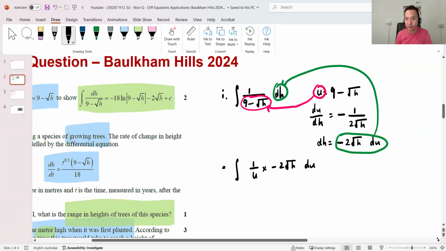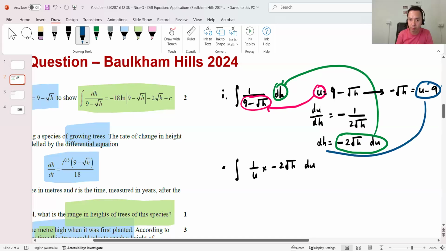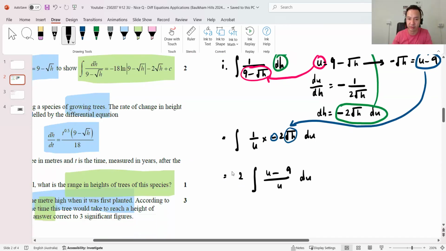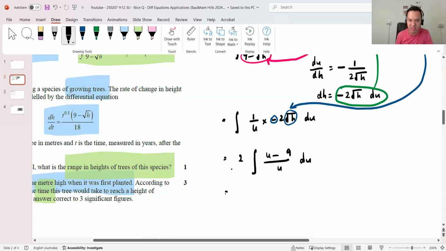So go back up to your original here and make root h the subject. Oh, maybe make negative root h the subject, right? So it just becomes u minus 9. And I'm just going to replace that with that and that. Right? So it becomes like, I'll bring the 2 out. And u minus 9 on u du. Looks like it's multiplied by 2. And then to integrate that, split.